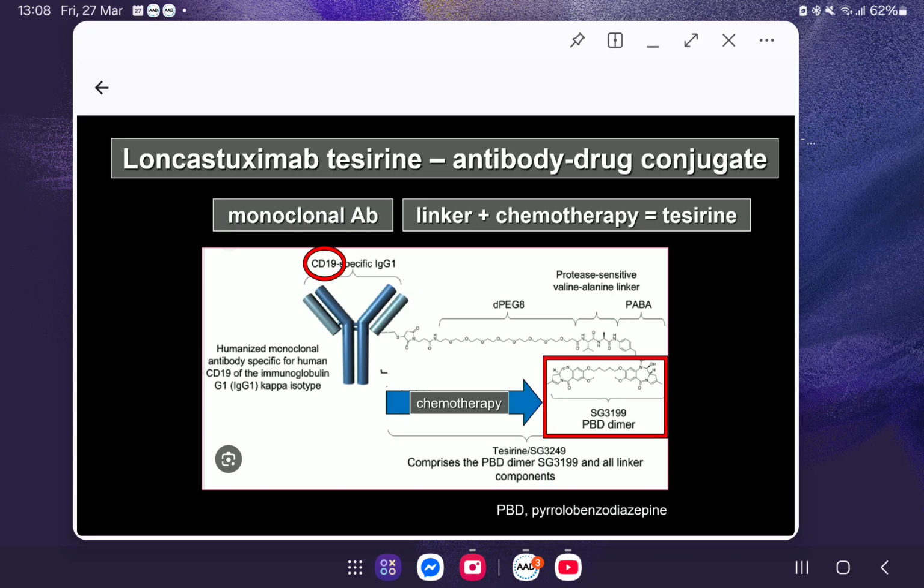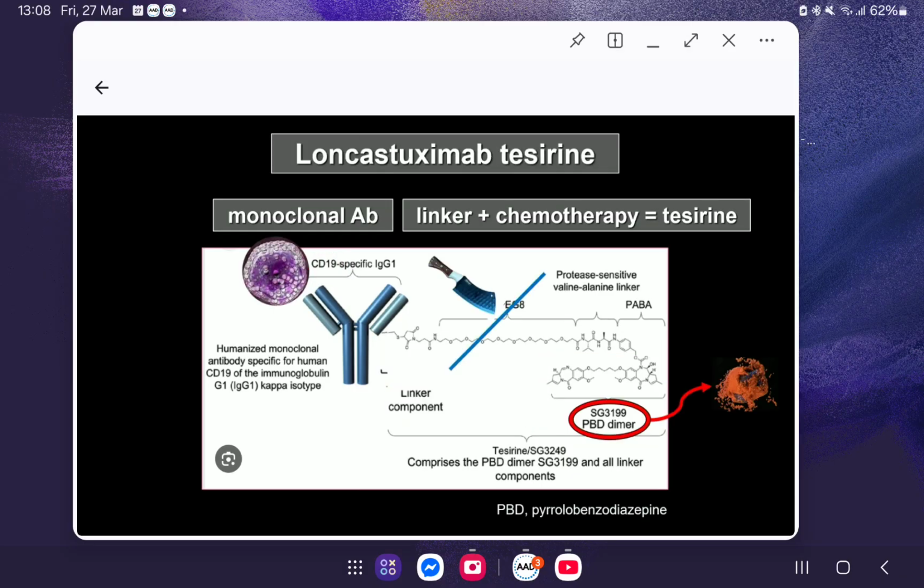And in this case, you see that the PBD dimer is the chemotherapeutic agent. So the monoclonal antibody is going to go up against the B-cell lymphoma cell, and then it will be incorporated inside the cell. You will then cleave the linker, and then the chemotherapeutic agent acts intracellularly, leading to cell death.